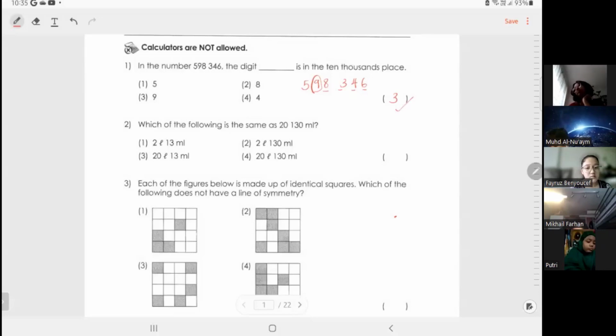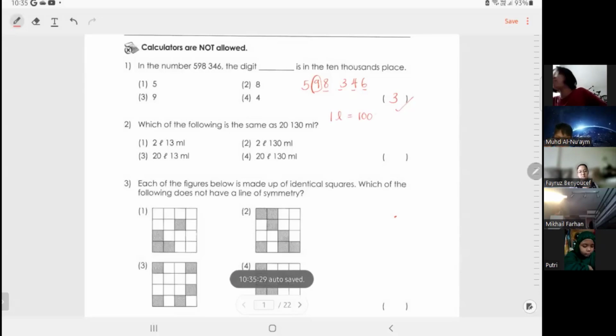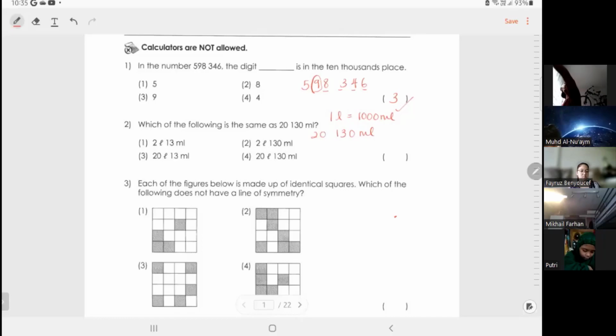Which of the following is the same as 20,130 ml? 20,130 ml. So you're supposed to convert this into liters and ml. So just to refresh, 1 liter is 1,000 ml. Okay, right now you're given 20,130 ml. So I know that every 1,000 from here, it is actually in the liters form already. So how do I do this?